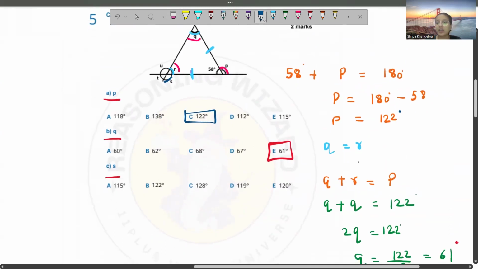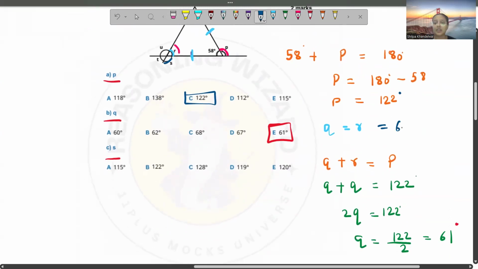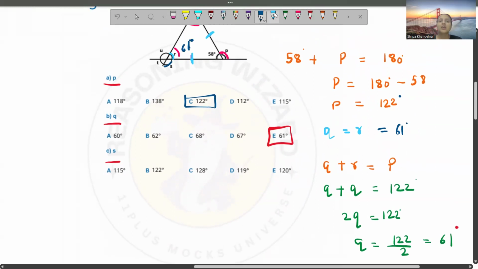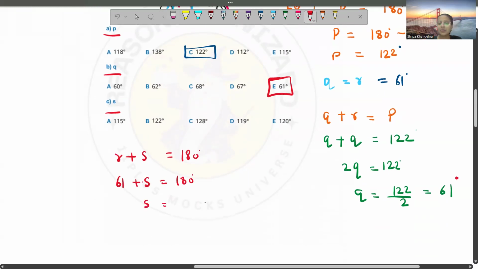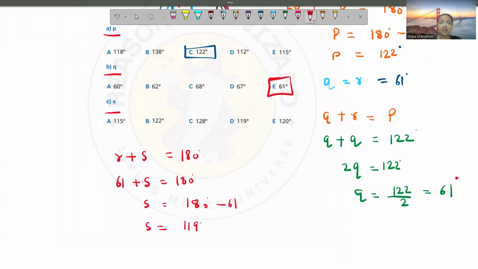Now, when you know that Q and R both are 61 degrees, it means R is also 61 degrees, right? Now again, observe that this R and S make a straight angle together, right? Which means R plus S is equal to 180 degrees. In R's place, you will put 61, as it is 180, then S will be equal to 180 minus 61. So your S value will be 119 degrees, which means this option is the correct one.